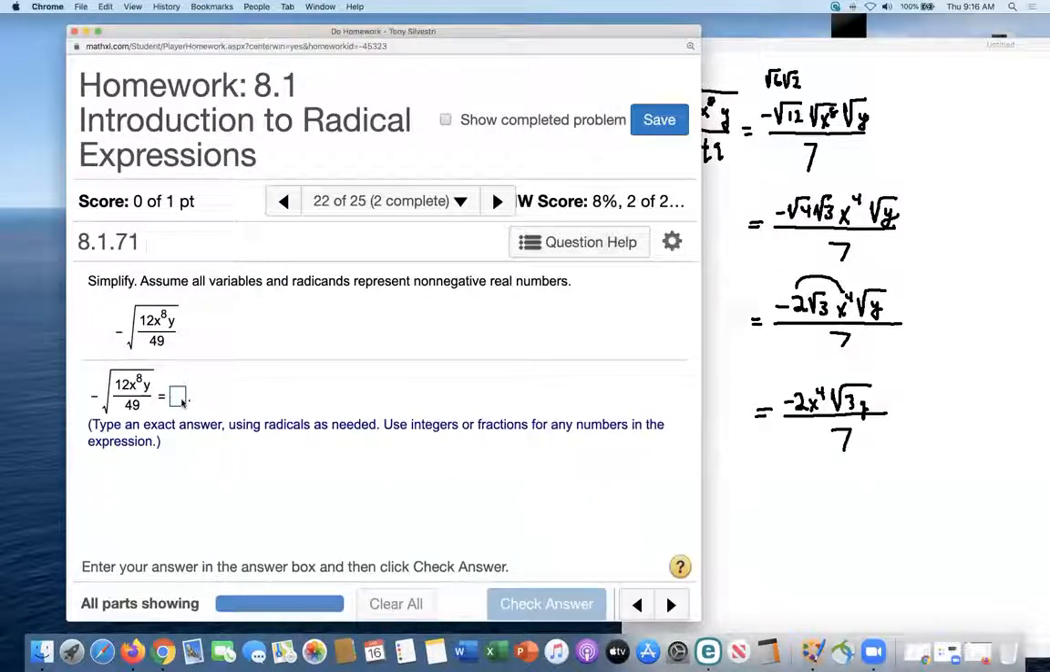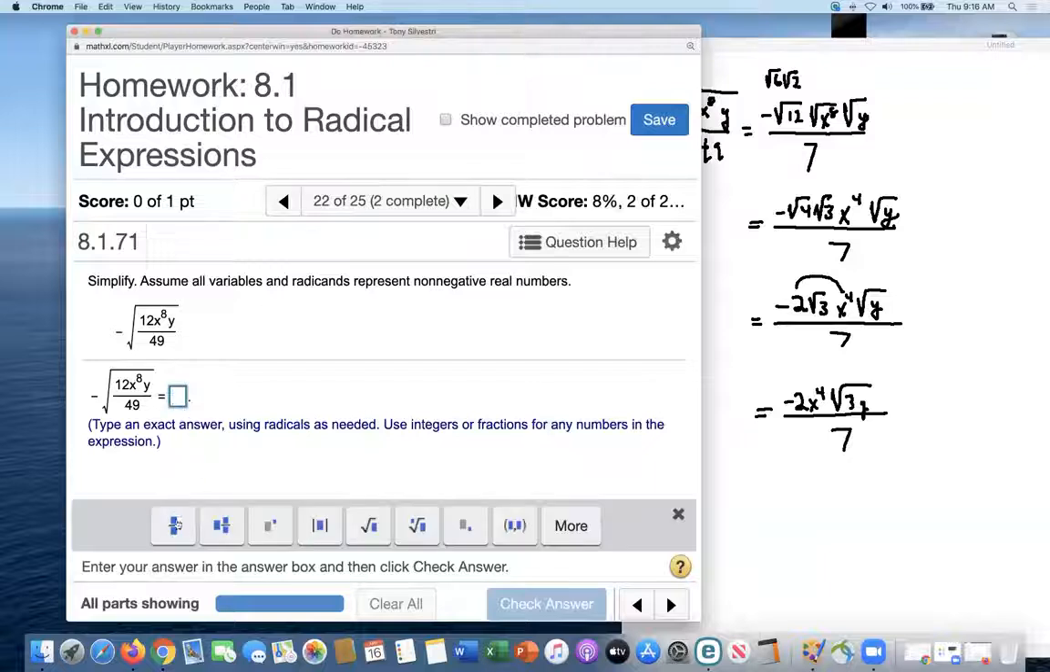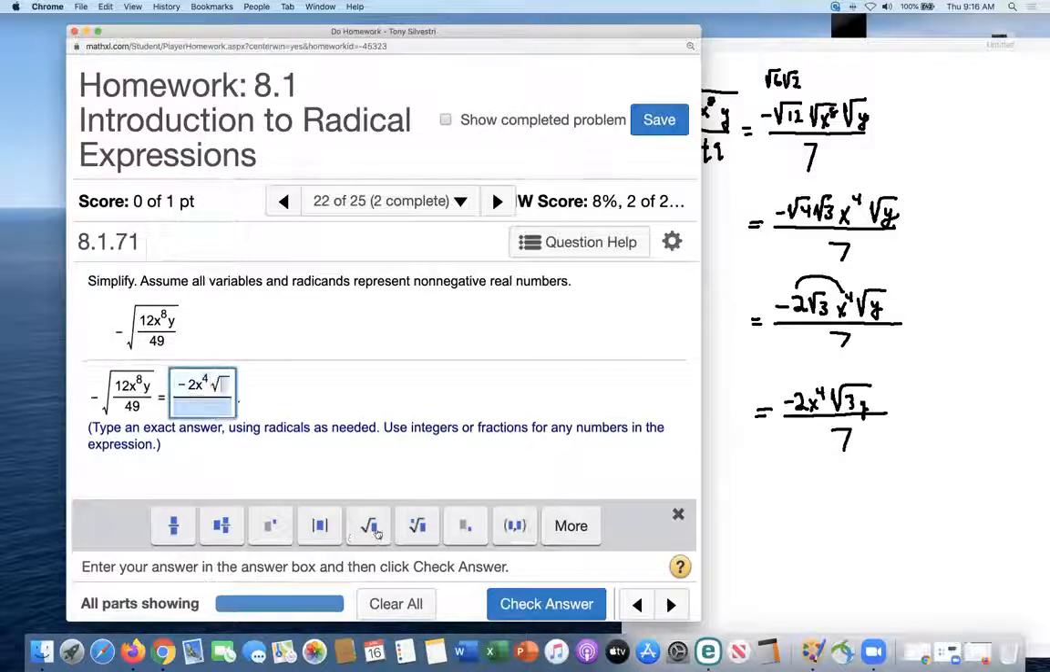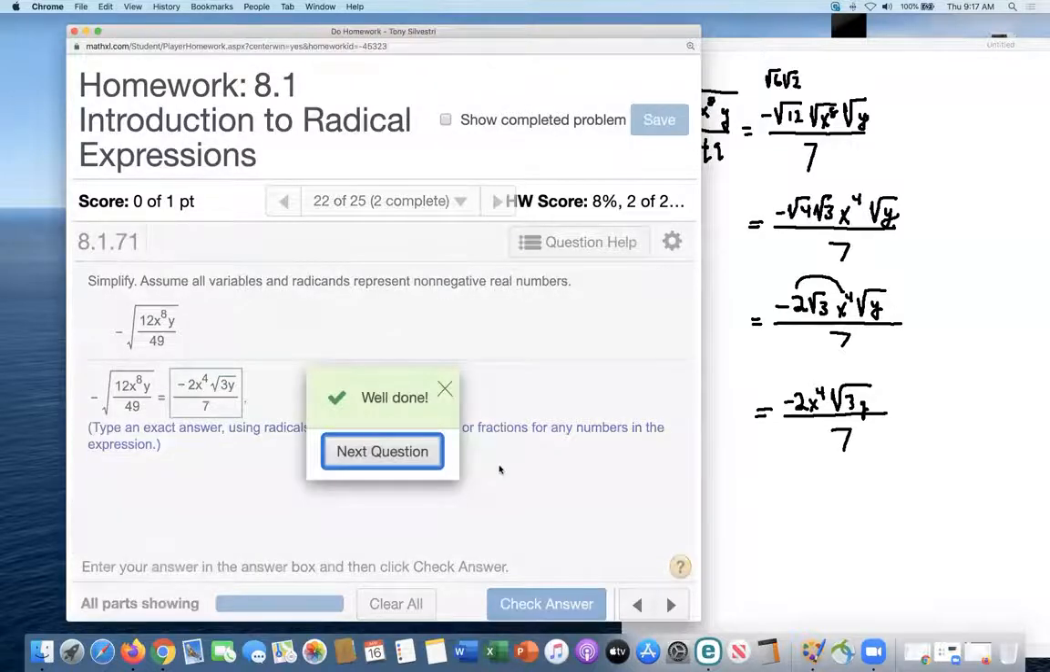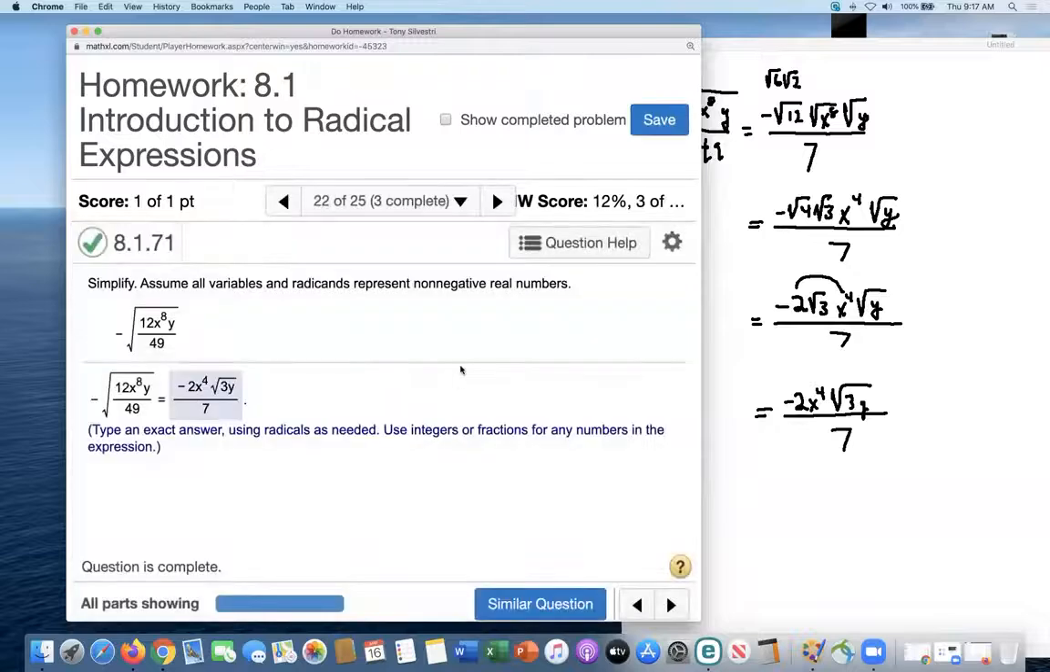Let's see if that's right. Let's put that in there. -2x to the 4th power, bring it down. Square root of 3y over 7. Check your answer. Yep, there you go. That's it. So that's good.